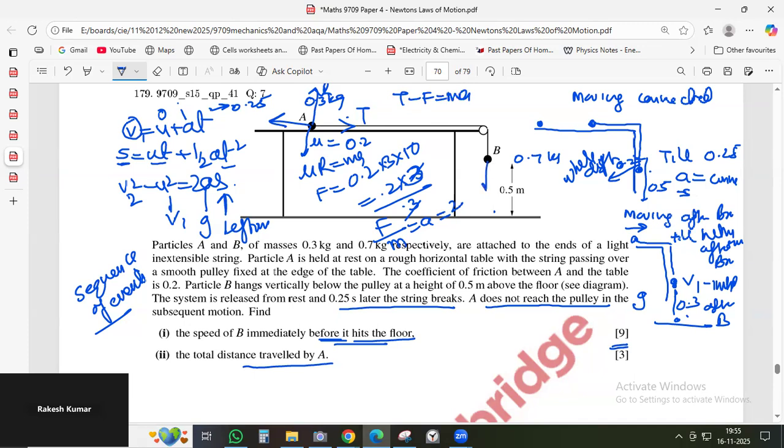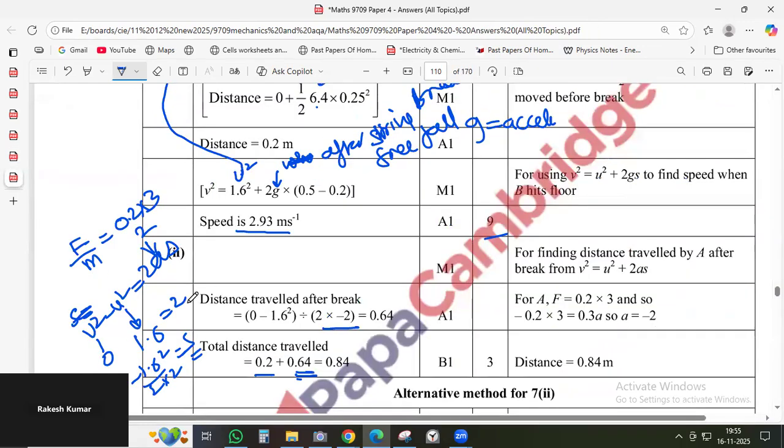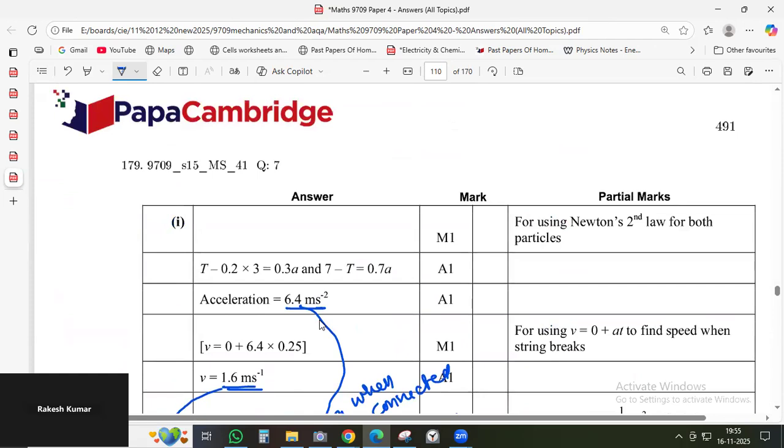These are the two forces, and tension minus friction is Ma. Here, this is mg. There is tension. Tension minus mg is equal to Ma. So, sorry, mg minus tension is equal to Ma. So you solve these two. This is the A body. This is mu R, so this is what causes acceleration on the A body, and this is the next one.